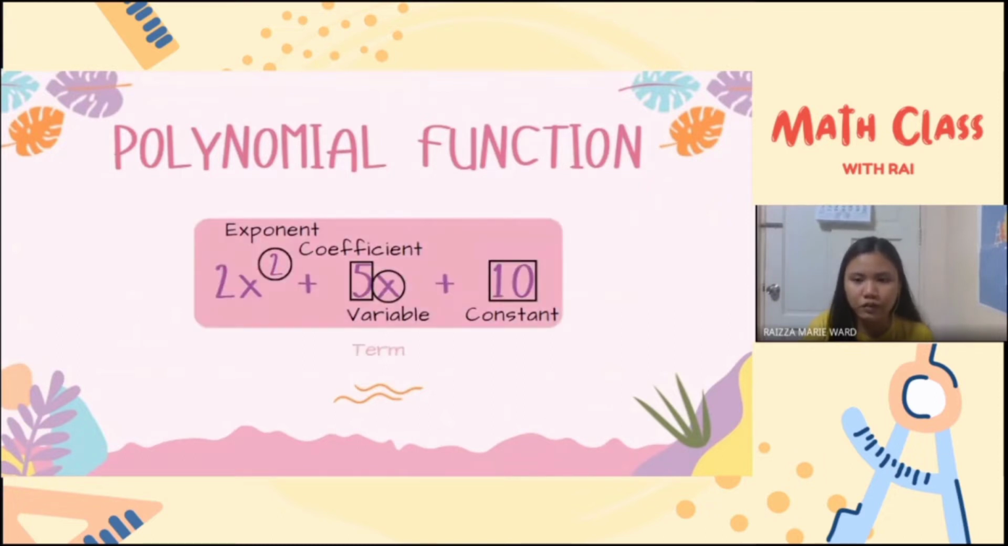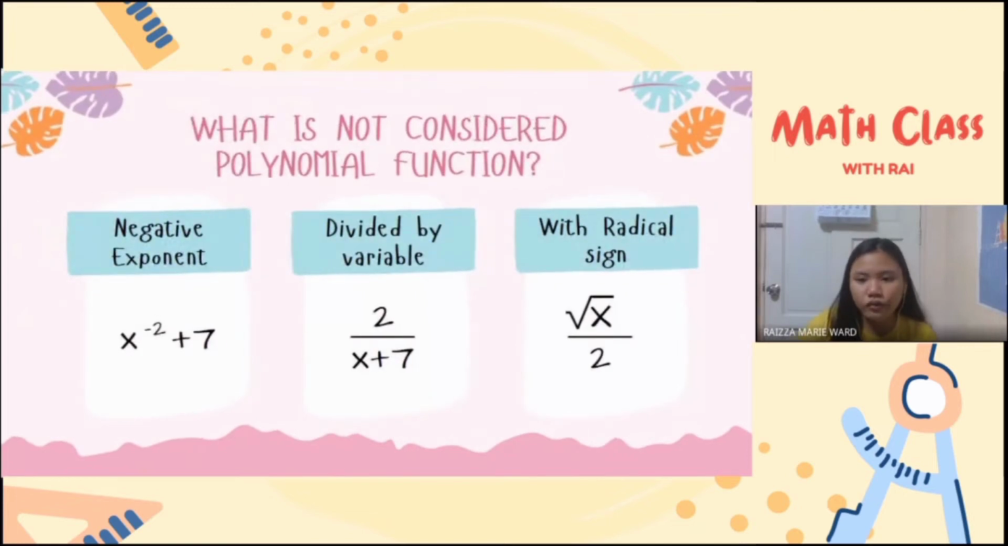Yung 2x squared, 5x, and 10 are called terms. And yung nasa pinakaunahan, that is the leading term. And of course, those with negative exponent divided by a variable and with radical sign, or yung mga x raised to 1/2, x raised to 1/4, are not considered as a polynomial function.